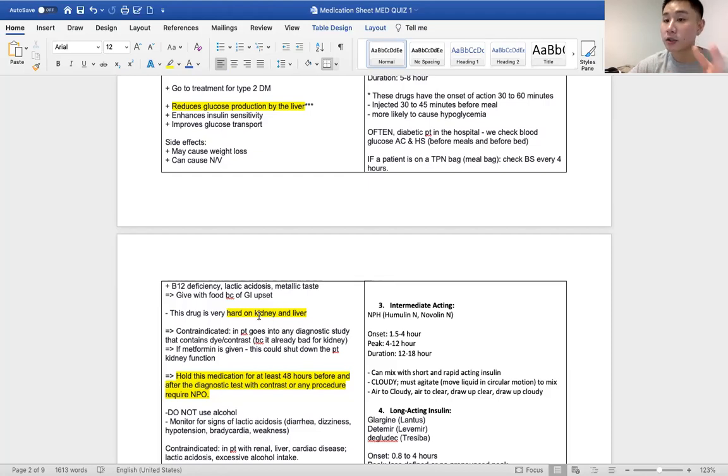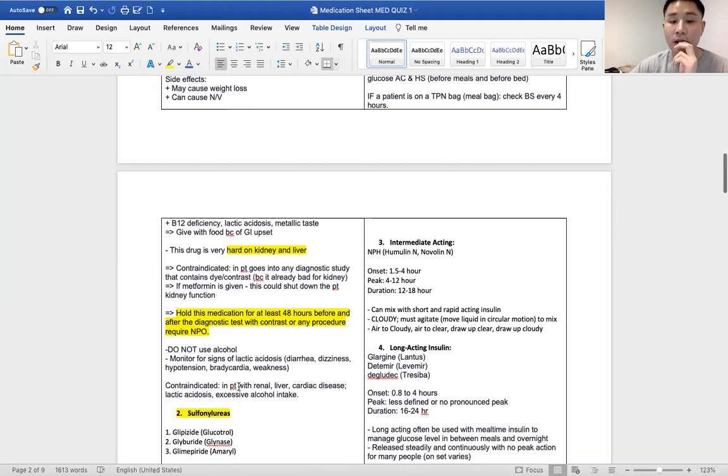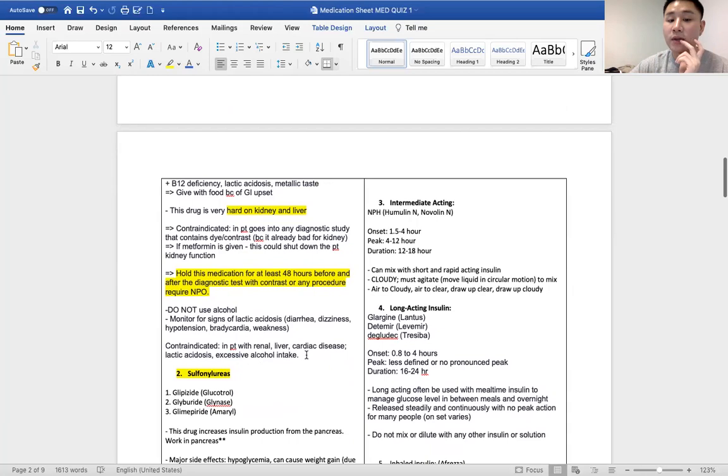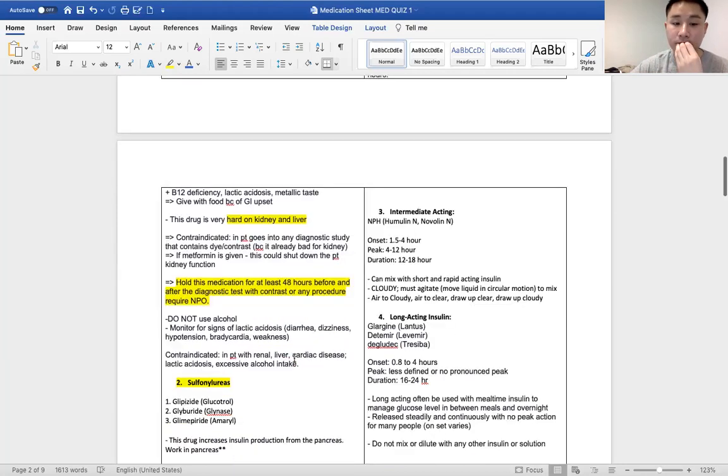And whenever there's contrast, it's a dye, it can cause issues with the kidney as well. So if two things both cause issues with the kidney, it can blow up the kidney. That's why we have to hold this medication before the patient goes through a diagnostic test with contrast. And of course, do not use alcohol. Honestly, with any medication, do not use alcohol with it. It is contraindicated with renal and liver patients, because this drug is very hard on the kidney and the liver.